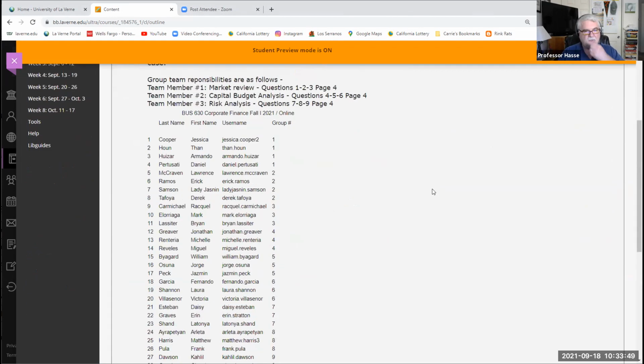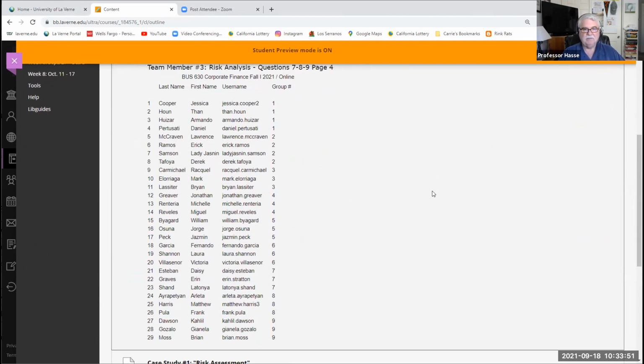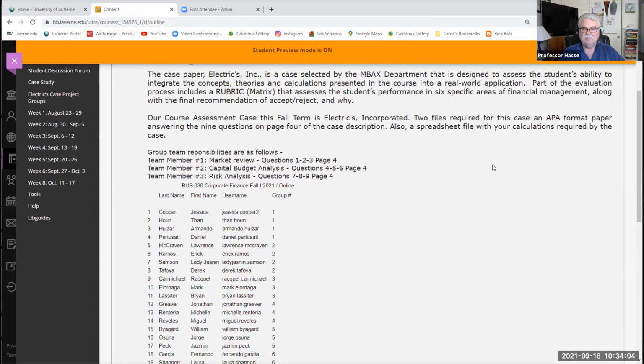Here are our groups. I haven't heard back from anybody about any disappointment with the groups I've selected. Make sure you contact your fellow teammates and make sure you're communicating, and again, begin the discussions of who does what in your group. Who does the market review, who does the capital budget analysis, who does the risk analysis. And I'll talk about those 3 sections in just a minute, and the appropriate questions that are associated with this.